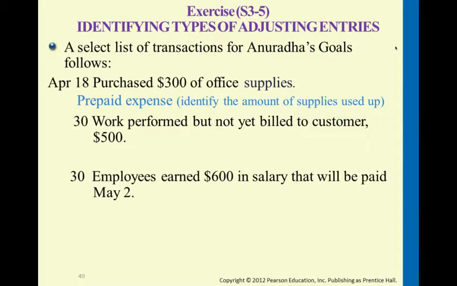Okay, work performed but not yet billed to customer. Which category would this fall under? Work performed, but you haven't billed the customer, meaning you haven't collected the cash, but you provided the work. So that will be accrued revenues, meaning you will be using accounts receivable, right? This is the same as saying providing services on account. You haven't collected cash.